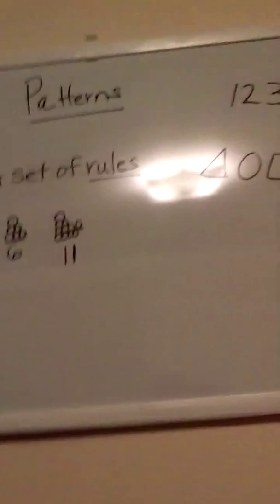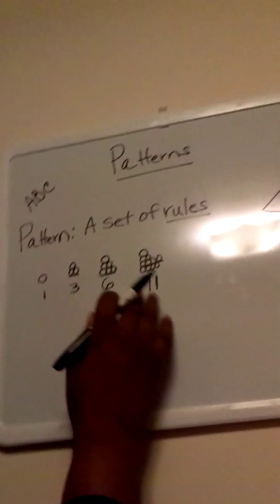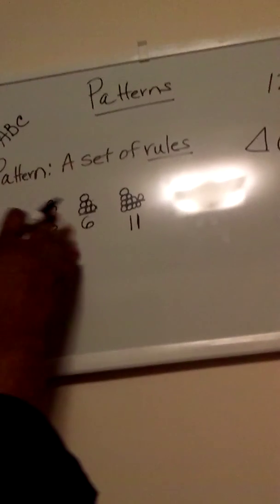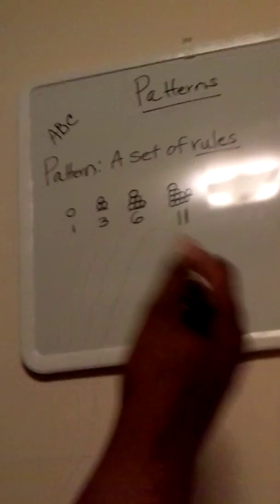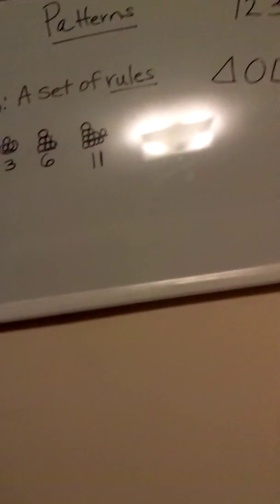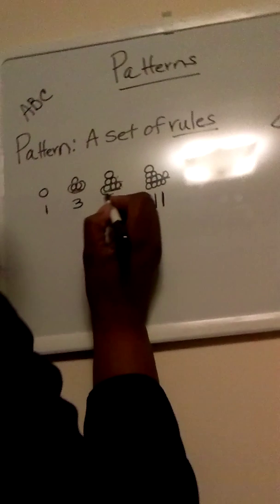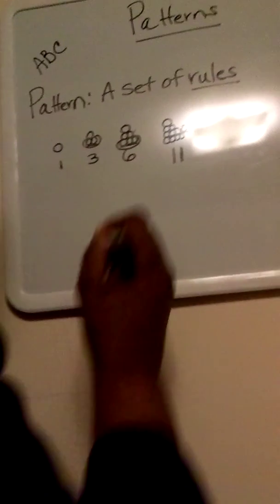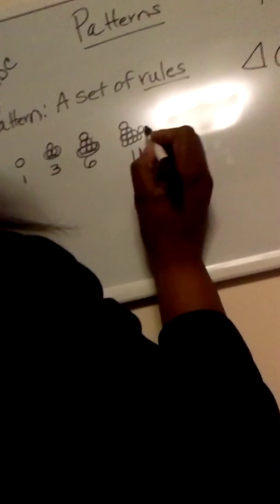Now, just by looking at this, can you see a pattern? Yes, there's a pattern. Don't look at the numbers at the bottom. You're going to be looking at the balls to determine what comes next. Now, right here, I have 2 balls. Right here, I have 3 balls. And right here, I have 4 balls. Now you have to tell me what will come next over here.